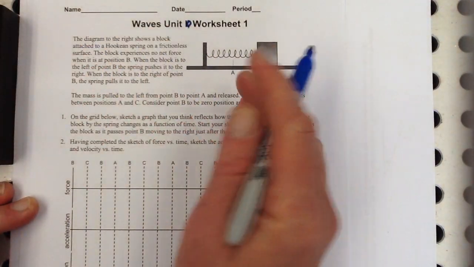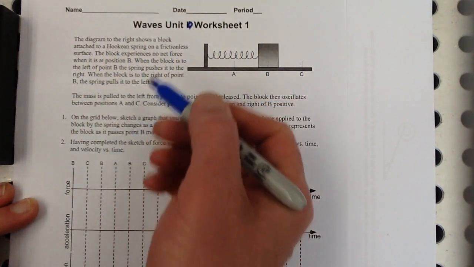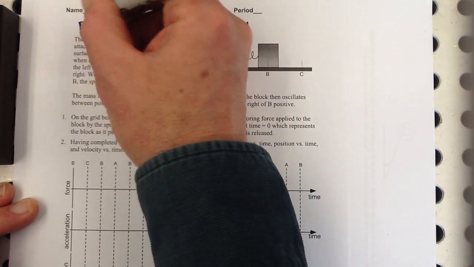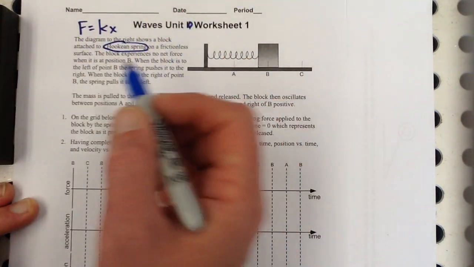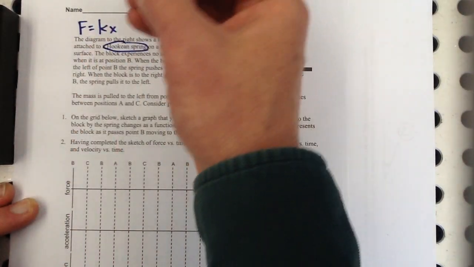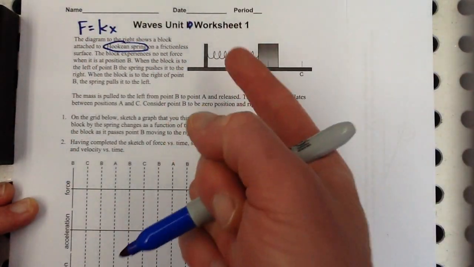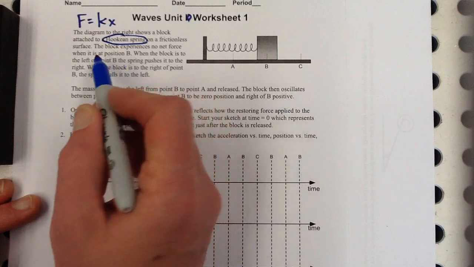Alright, so let's see what we got here. Diagram to the right, so this is the classic mass on spring situation. Attached to a Hookean spring, that just means that sometimes we say it's a linear spring, sometimes we say it follows Hooke's law, sometimes it's called an ideal spring. It just means that all the things that we think are true about springs are true for this spring. That's what that means. It's on a frictionless surface, so that's all good news.